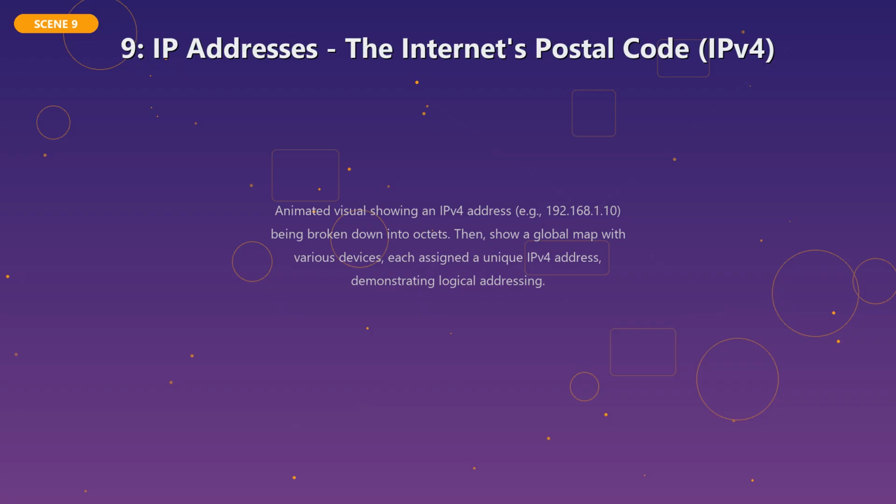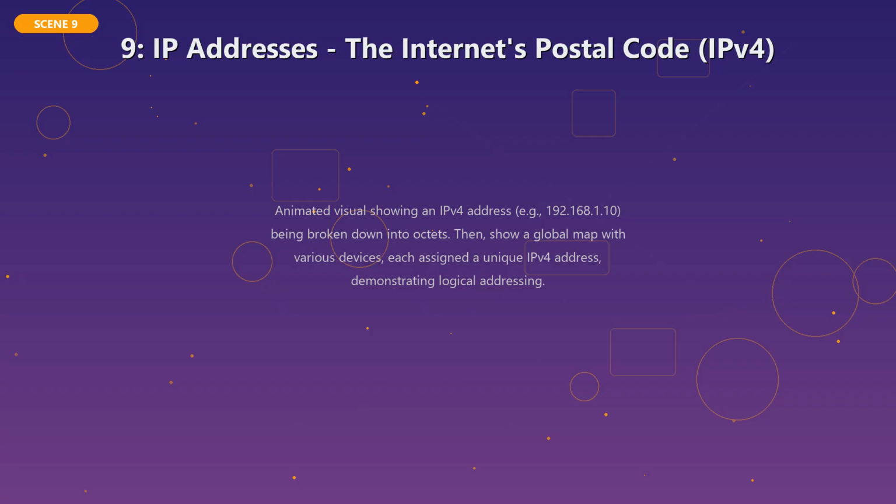There are two main versions of IP addresses we need to discuss, IPv4 and IPv6. First, IPv4, Internet Protocol version 4. This is the version you're probably most familiar with, even if you didn't realize it. An IPv4 address is a 32-bit number, typically represented in what's called dotted decimal notation. This means it's broken into 4 sets of 8 bits, or octets, each ranging from 0 to 255, separated by dots.